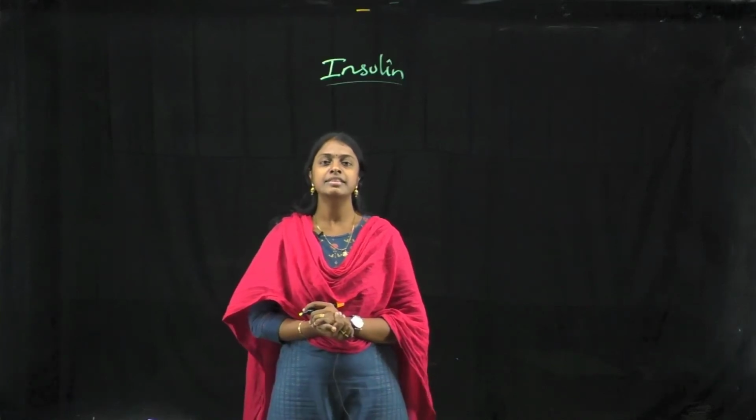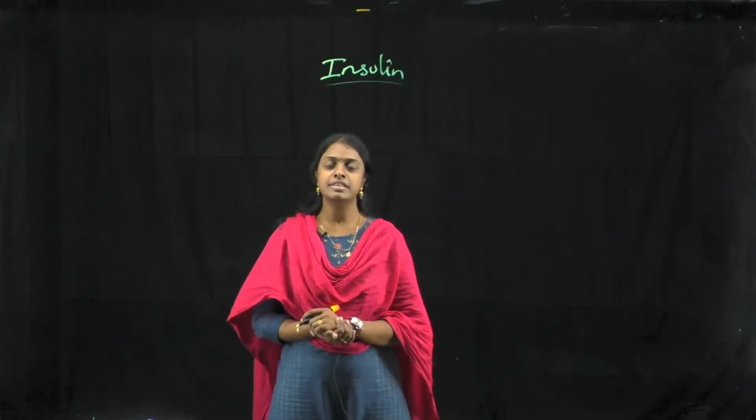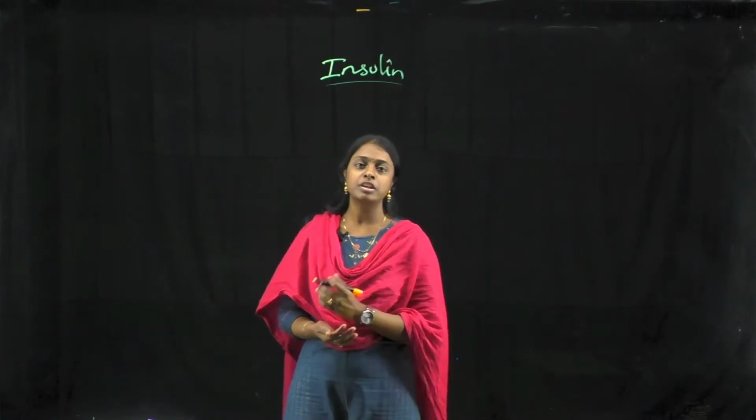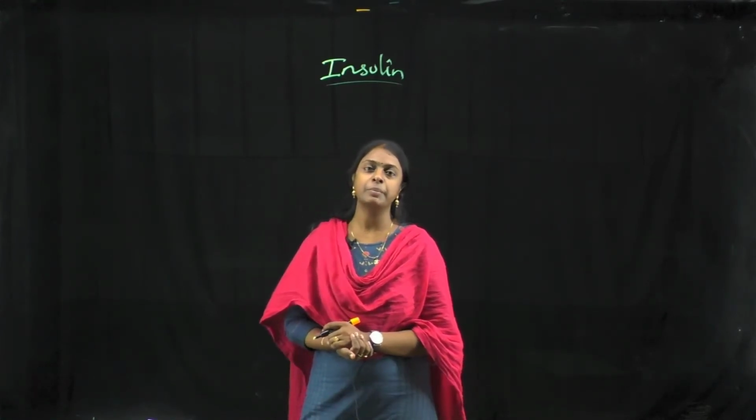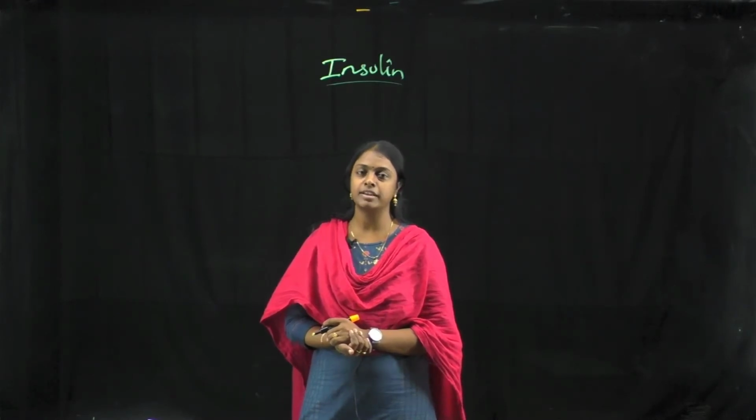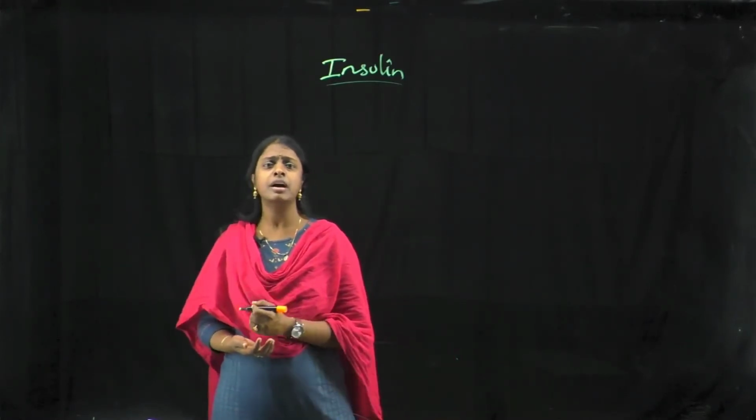Today, let's start with the hormone which is insulin. So, what is insulin and from where is it released? Insulin is released from the pancreatic islets of Langerhans. This is also called the islets of Langerhans.